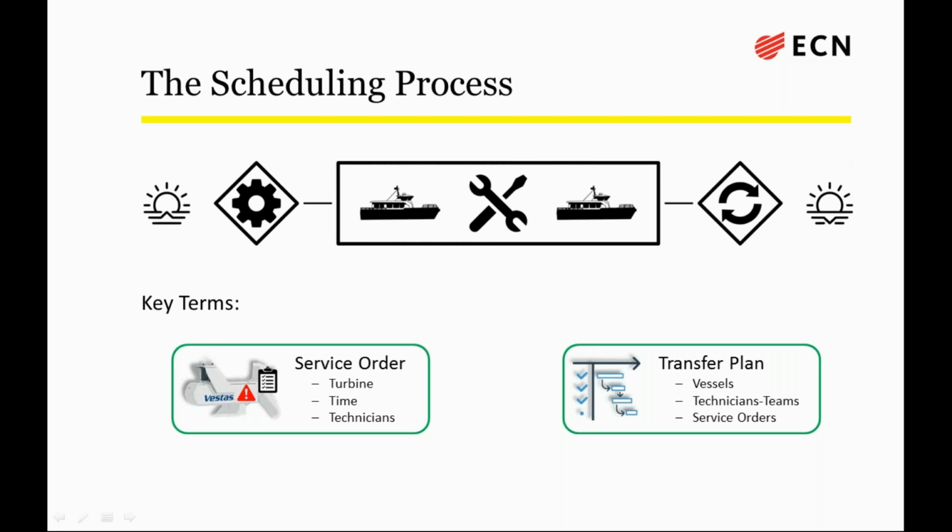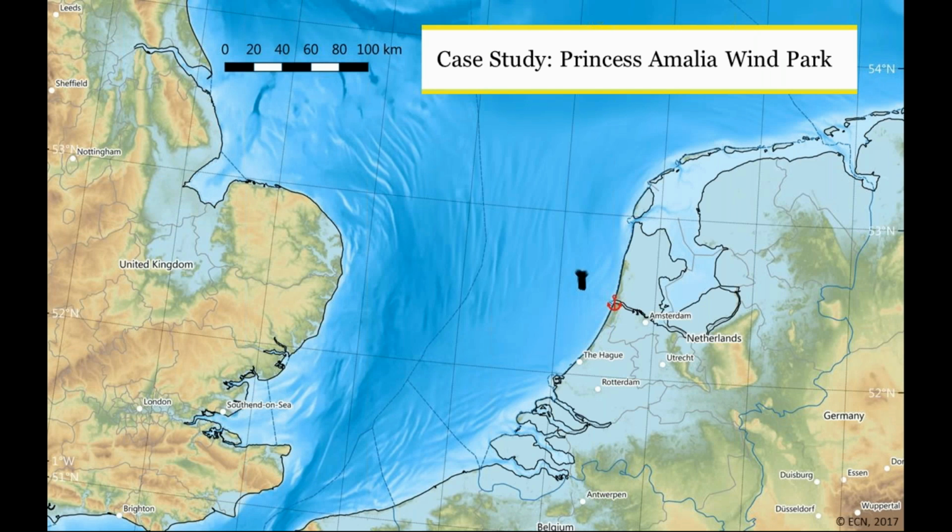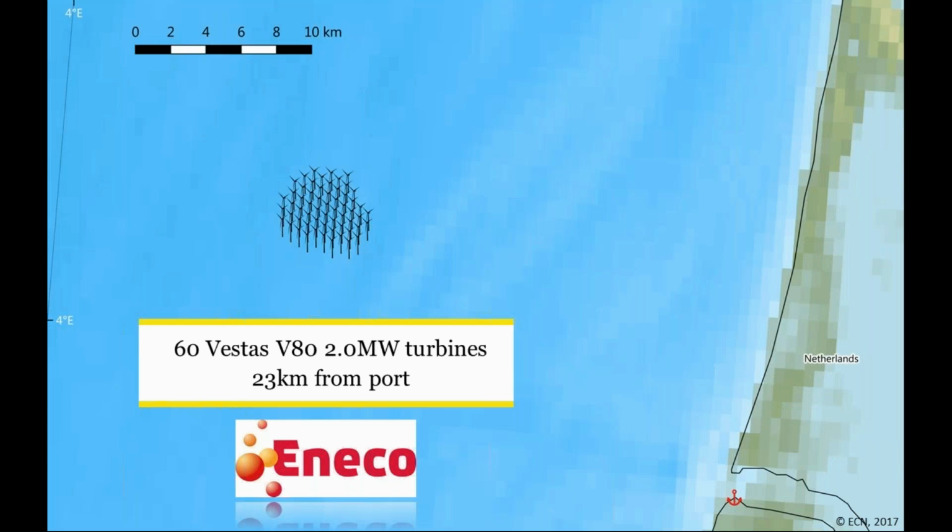So to illustrate the tool, I will now go into the case study. This uses historical data from a real wind farm. The Princess Amalia wind park is located in Dutch waters near Amsterdam. If I zoom in on the location, it consists of 60 2-megawatt turbines. It's located 23 kilometers from the O&M port. It's owned by Eneco and operated by Vestas. And it has been in operation since 2008.